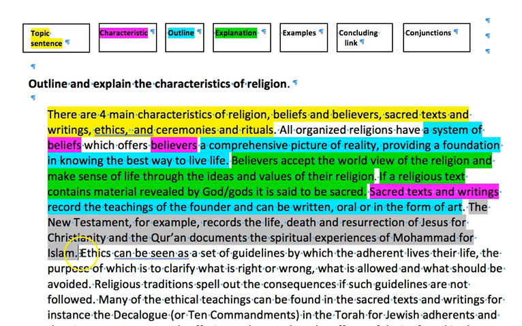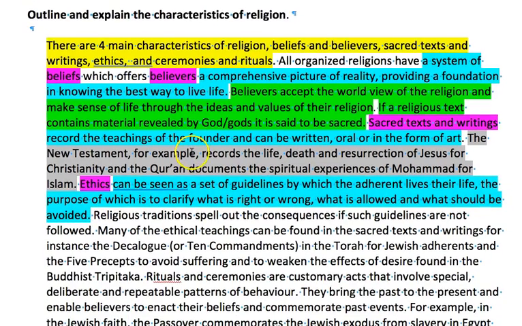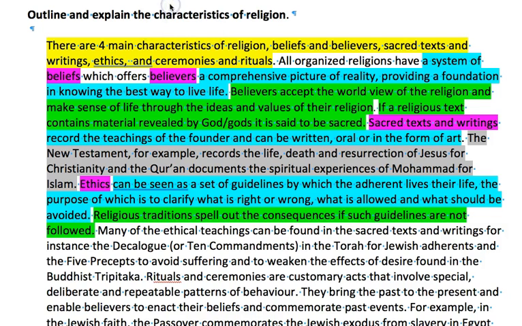So now we'll talk about the third characteristic, ethics. Ethics can be seen as a set of guidelines by which the adherent lives their life, the purpose of which is to clarify what is right or wrong, what is allowed and what should be avoided. Religious traditions spell out the consequences if such guidelines are not followed. So there's the link between ethics and the believers, the tradition. Many ethical teachings can be found in the sacred texts and writings.